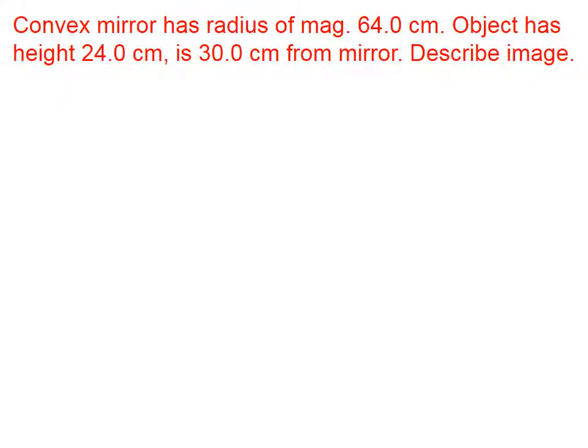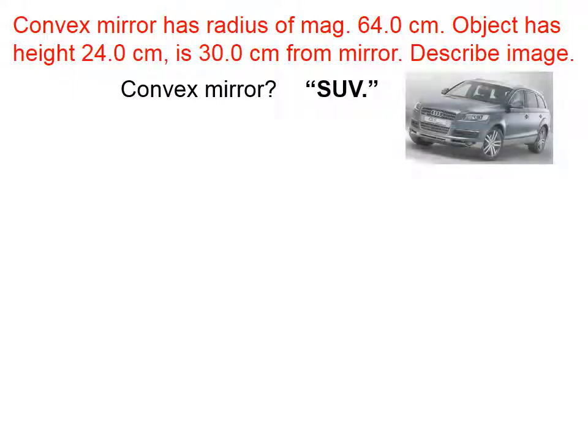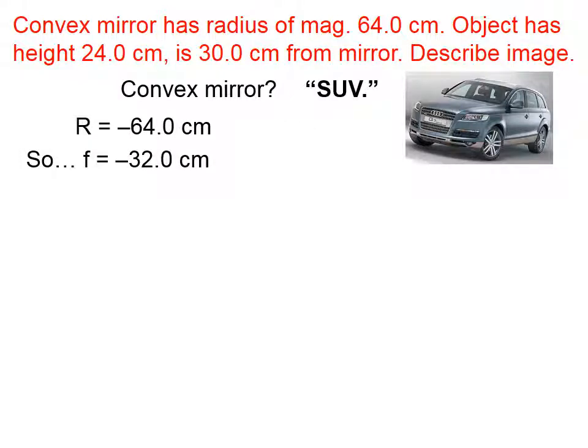So let's do a problem with a convex mirror. First of all, anytime we have a convex mirror, we know without even doing any calculations that we're going to get a smaller upright virtual image. If our numbers don't bear that out, we've clearly done something wrong. Convex mirrors have negative radii of curvature and they also have negative focal lengths. So the focal length here is going to be negative 32. It's very important that we use negative 32 in our calculations whenever we get to using the equations.